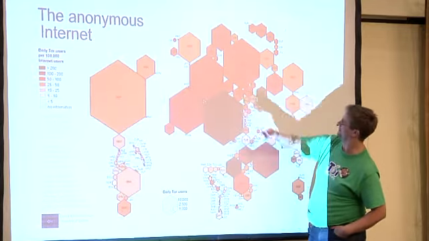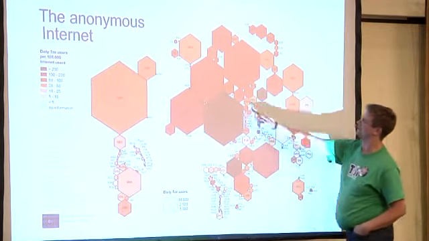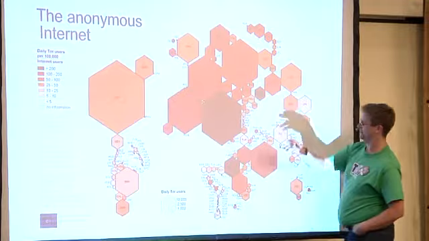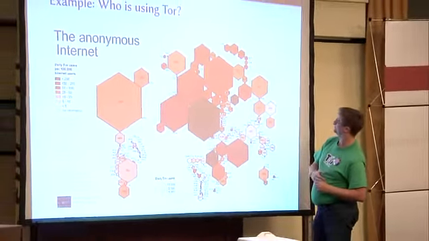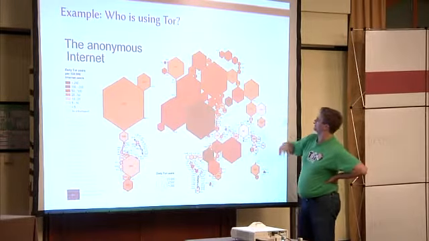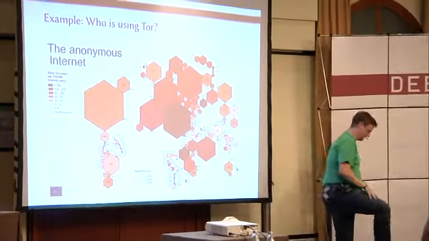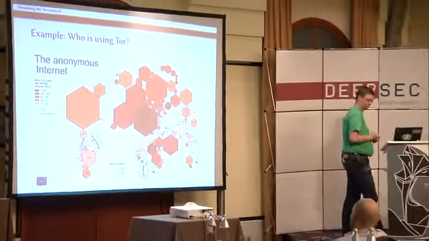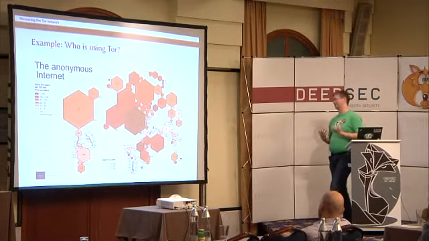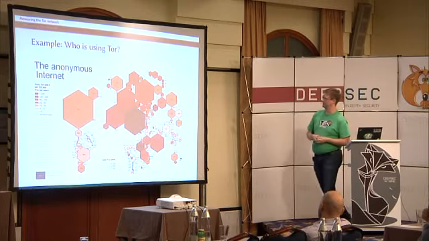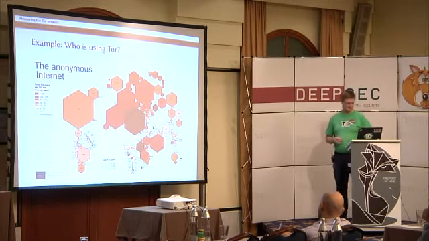This one is Austria. Here is Switzerland, Czech Republic. Here's Iran, which is also quite a huge part. Russia, Ukraine, etc., etc. So you see here some nice graphic of who is using TOR. So this is one of the results of these ideas.